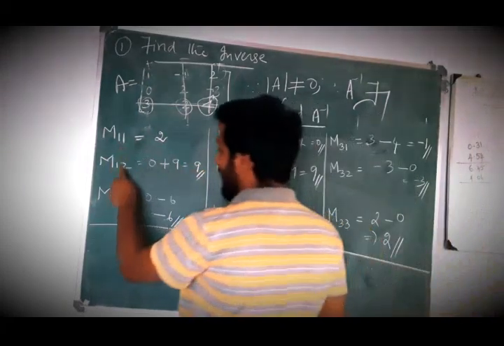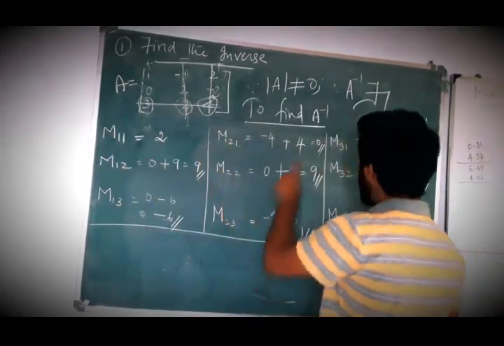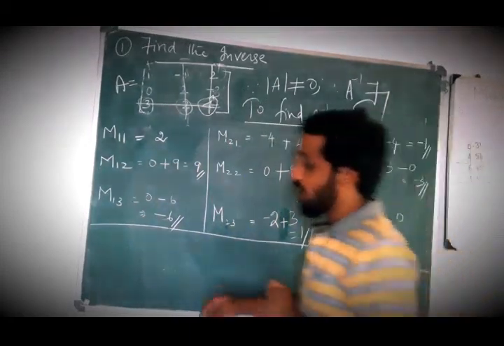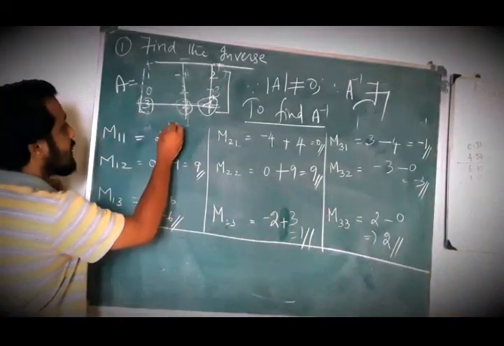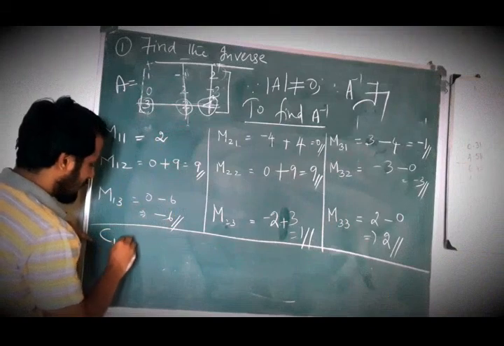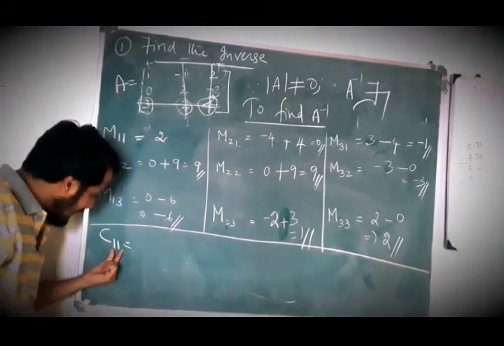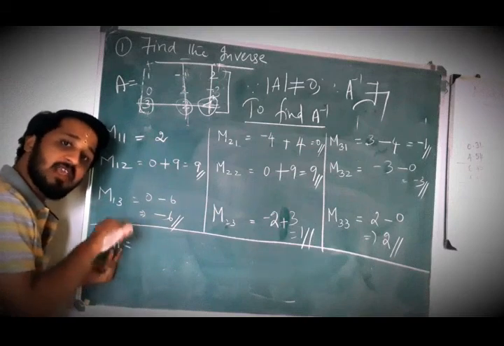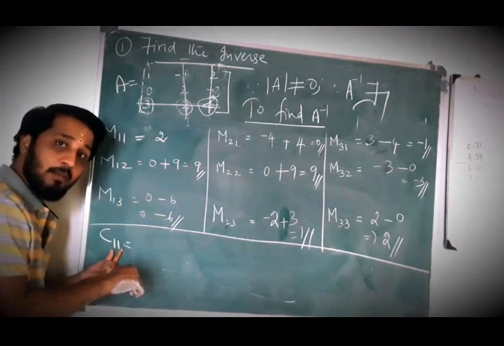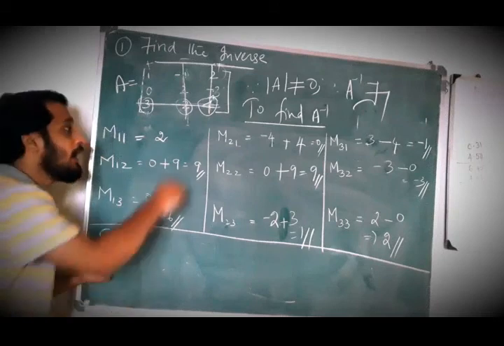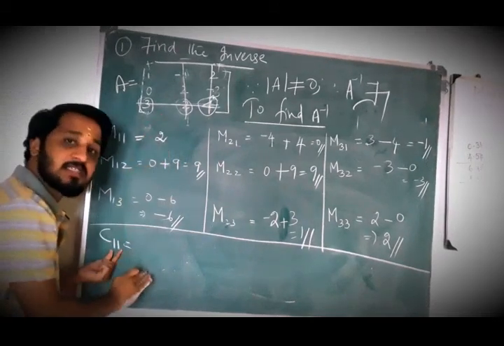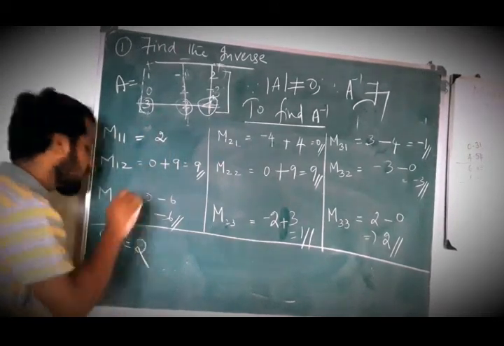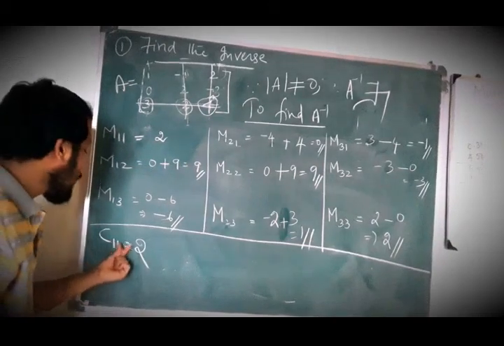So M11, M12, M13, M21, M22, M23, M31, M32, M33. According to this, you have to find out C11. What is C11? See, I have told you that 1 plus 1 is nothing but 2. So 2 is an even number or odd number? Even number. If it is an even number, the minor will be the same as the cofactor. So cofactor is 2. That means C11 is 2.